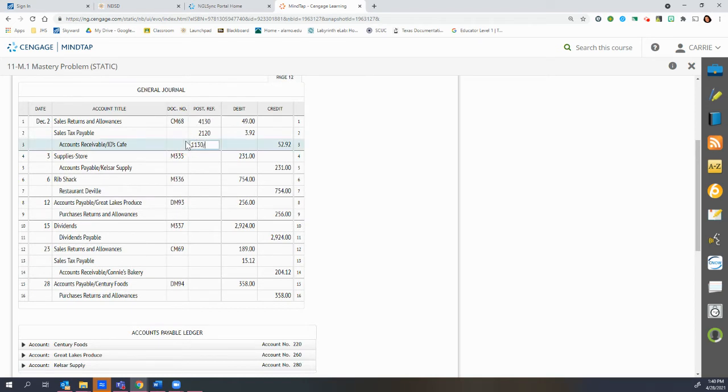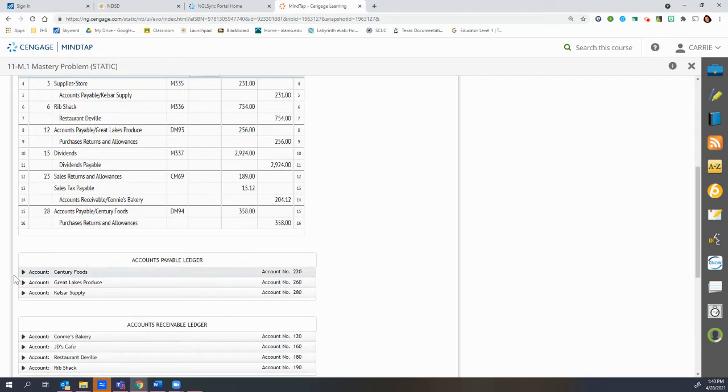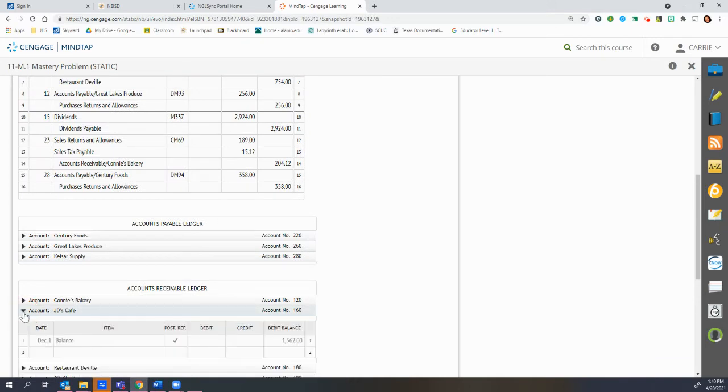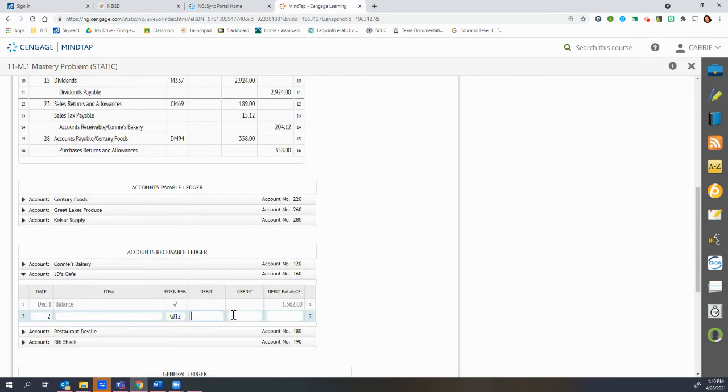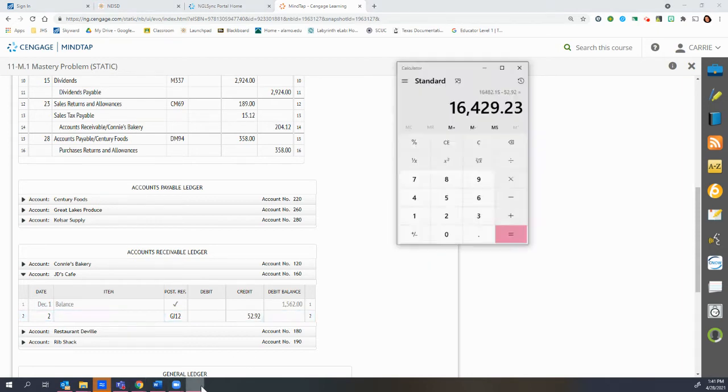Then I'm going to put a slash after it because now I have to go do it to JD's Cafe, which is right here. I'm going to put the second, and it's a credit for $52.92. Oh, is that how much I did over there? And so we subtract that from what they owe us.